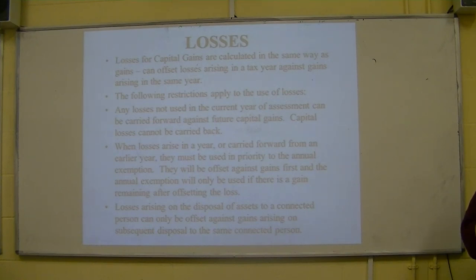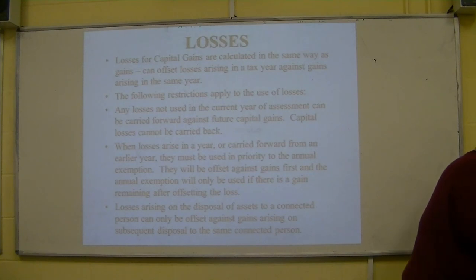Losses arising on disposal of assets to a connected person can only be offset against gains arising on subsequent disposals to the same connected person. That's important because if you made a big loss, which could happen with a connected person, you can't use that big loss against the other gains you've actually made.